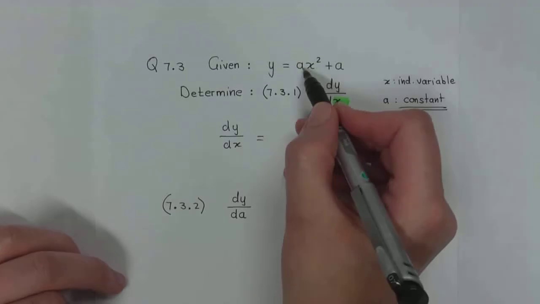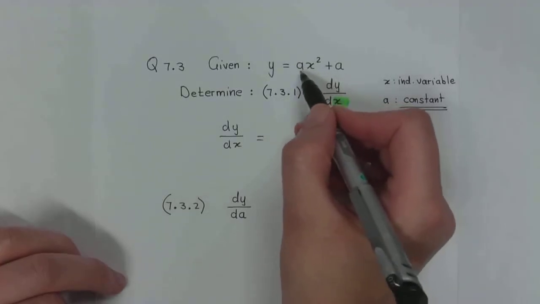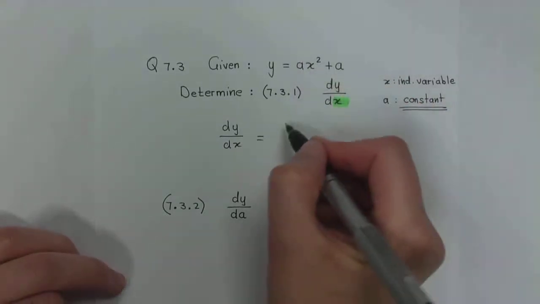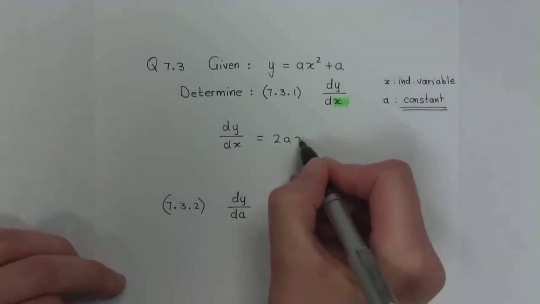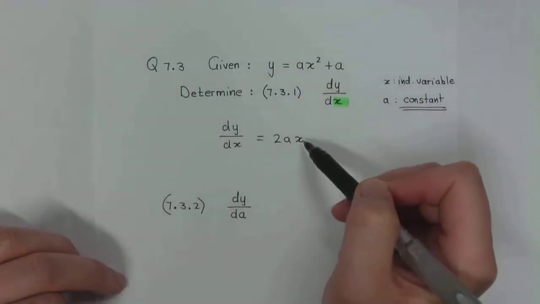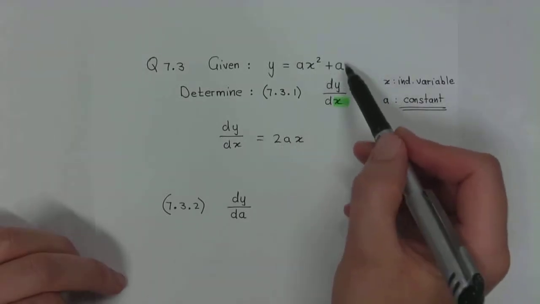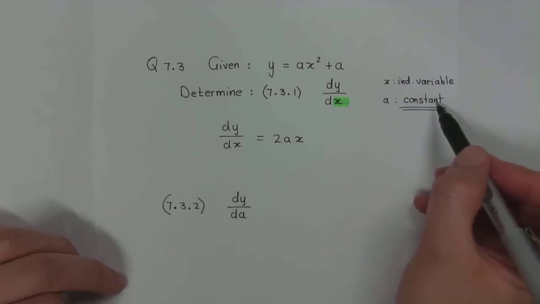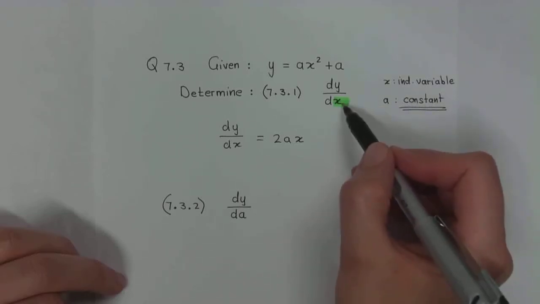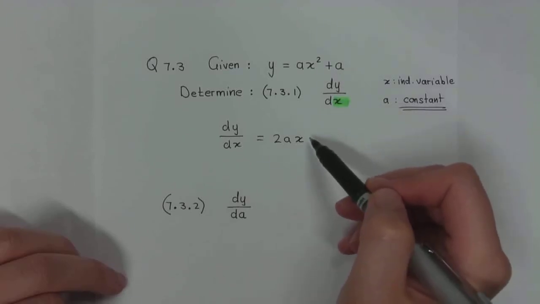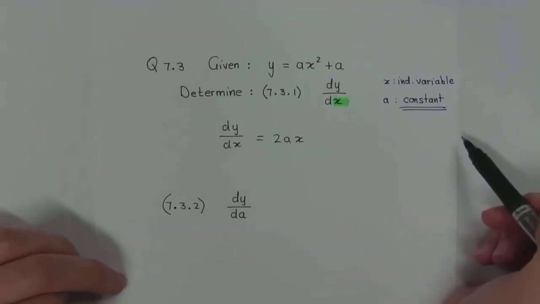Because this is a constant, I consider that to be the coefficient of x squared. So I go 2 times a, x to the power of, make that one less. So that's 2a x to the power of 1. And when I get to this one, careful people, because I did tell you guys, because x is the independent variable, a is the constant. So the derivative of a constant is 0. So that's the answer to this particular question.